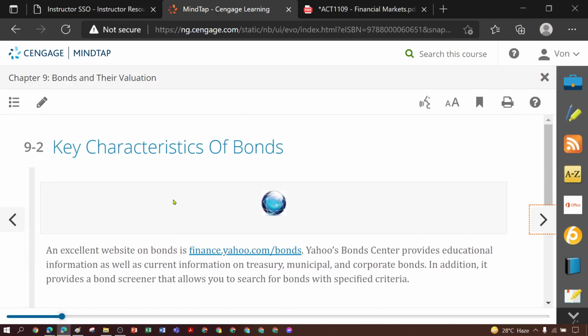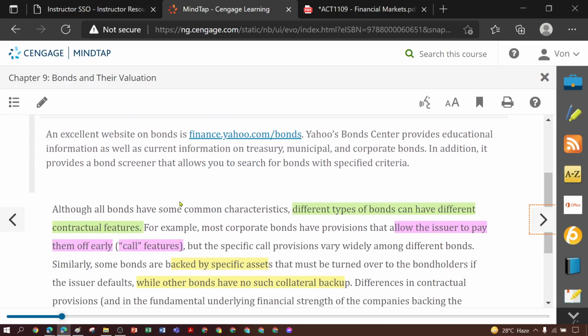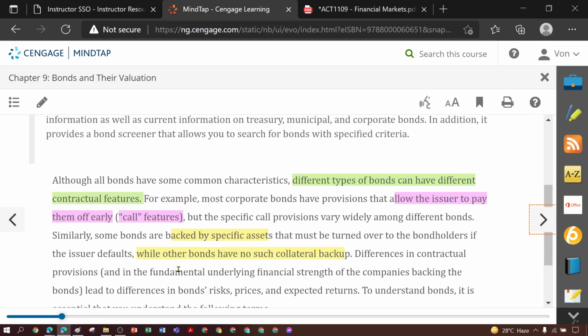Okay, ayan. Key characteristics of bonds. Ayan. Although all bonds have some common characteristics, different types of bonds can have different contractual features. For example, most corporate bonds have provisions that allow the issuer to pay them off early. Yung tinatawag na call features.